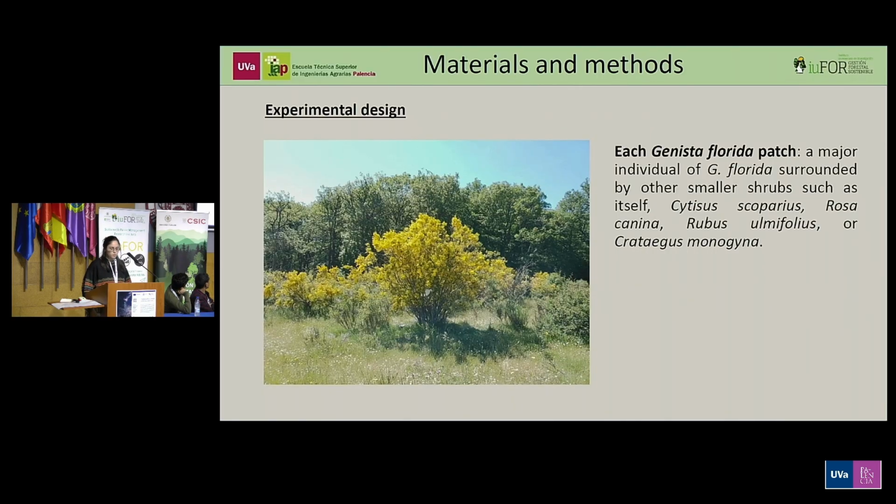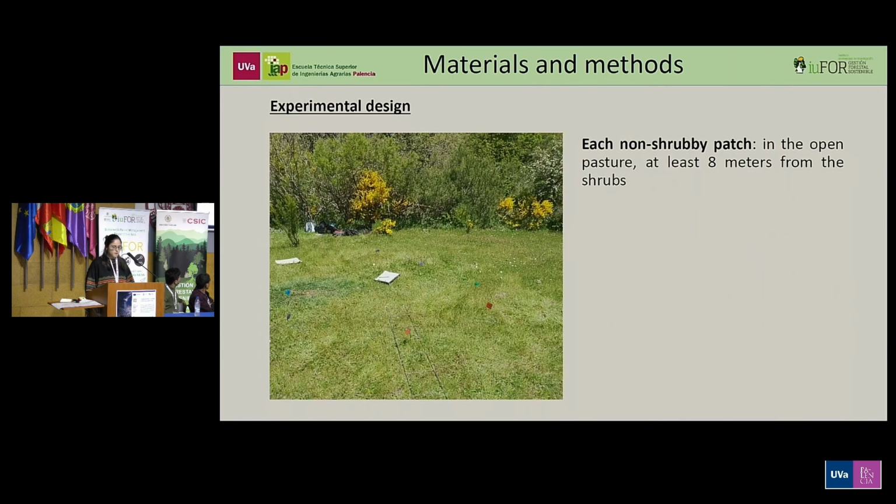This is an example of a shrubby patch that is dominated by Genista florida, a large individual of Genista florida, surrounded by other smaller shrubs, such as itself or Cytisus scoparius, and to a lesser extent, Rosa canina, Rubus ulmifolius, or Crataegus monogyna. And this is an example of a non-shrubby patch in the open pasture that was at least 8 meters away from the shrubs that you can see at the back of the photo.